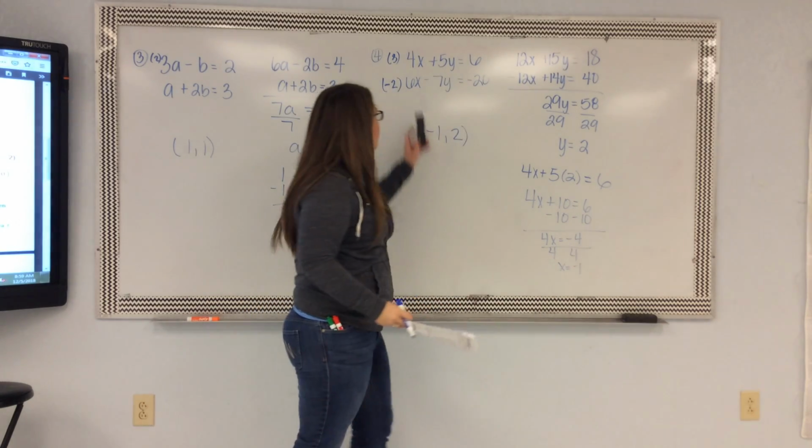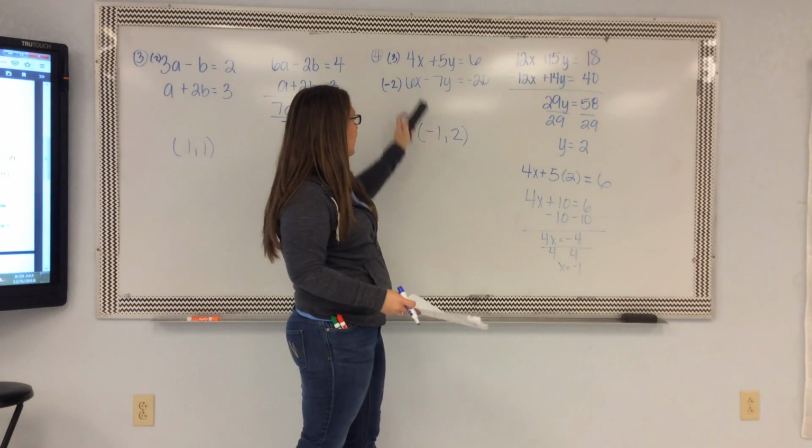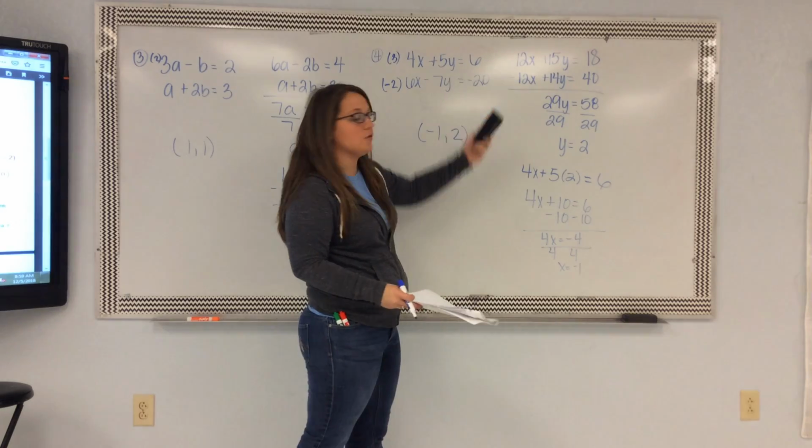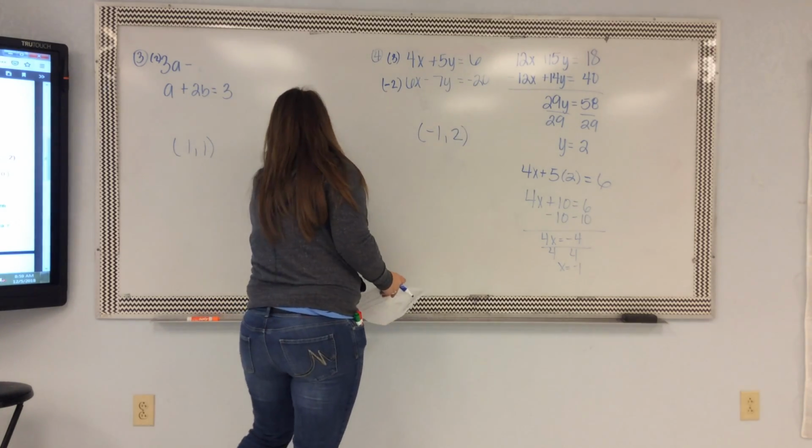Don't forget, you can always go back and plug those in. 4 times negative 1 plus 5 times 2 equals 6. Yes. 6 times negative 1 minus 7 times 2 is negative 20. Yes. So you can always plug it back in to make sure that your answer is right.